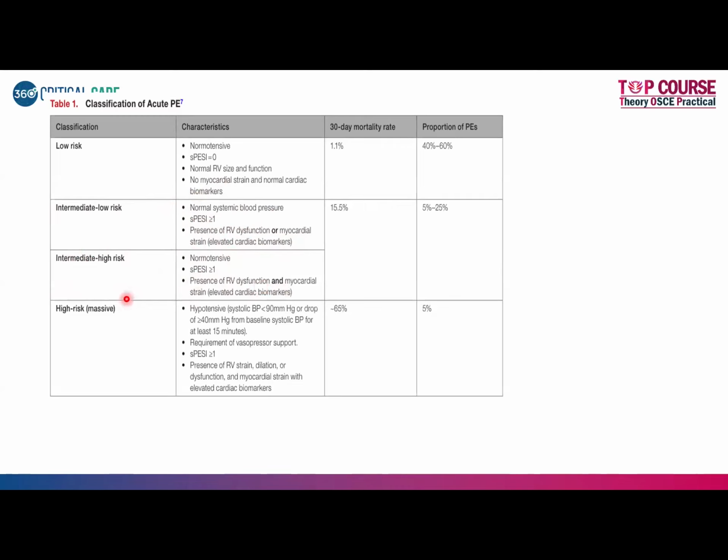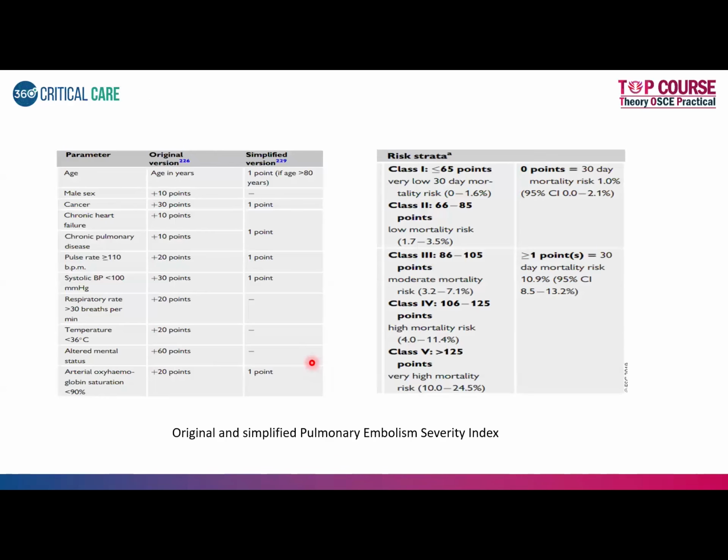In a high risk or a massive risk, apart from the RV dysfunction, the patient has come in a state of shock. There is hypotension of less than 90 millimeter of mercury of systolic blood pressure, or a drop of more than 40 millimeter of mercury from the baseline for at least 15 minutes. Requirement of vasopressor support, simplified PESI more than or equal to 1, and the presence of an RV strain, dilation, dysfunction, myocardial strain with elevated cardiac markers. Everything is present in the high risk. Now, the 30-day mortality for the submassive is around 15.5%, and for a high risk or a massive is around 65%.